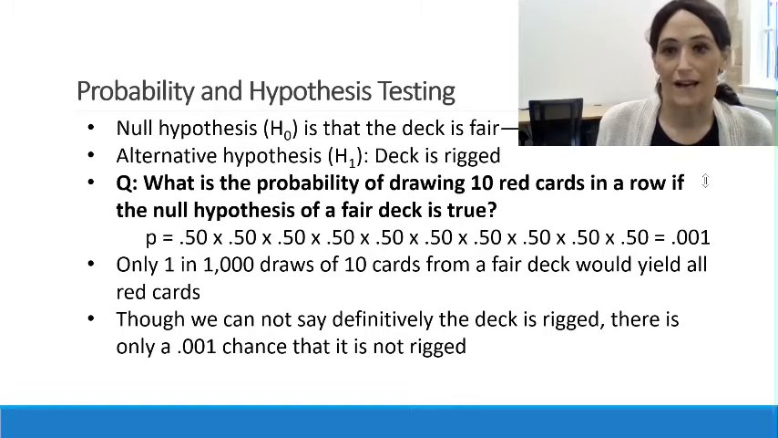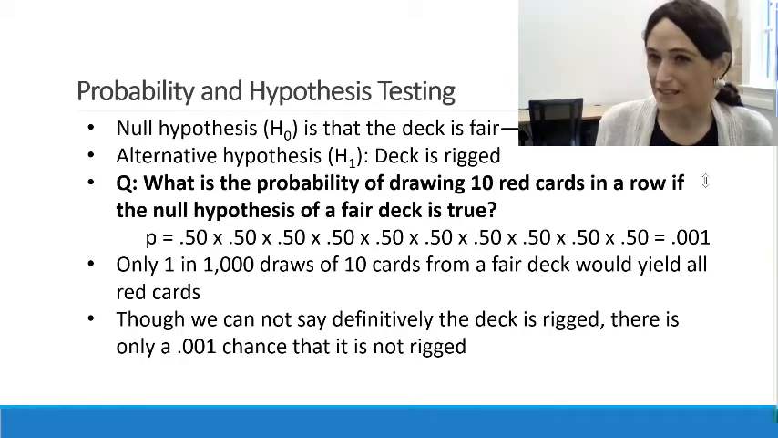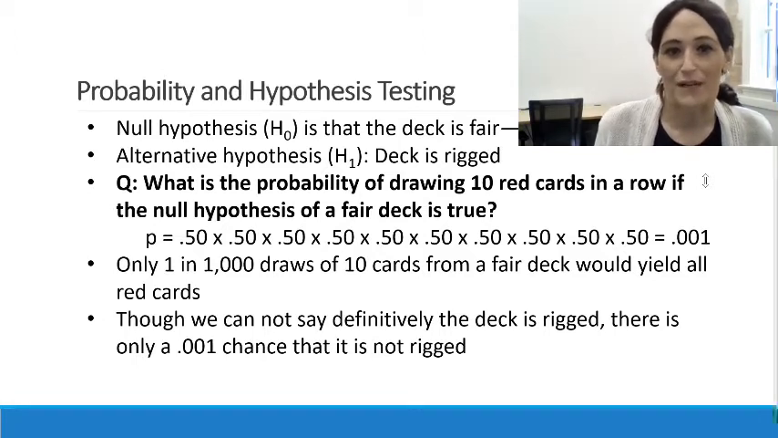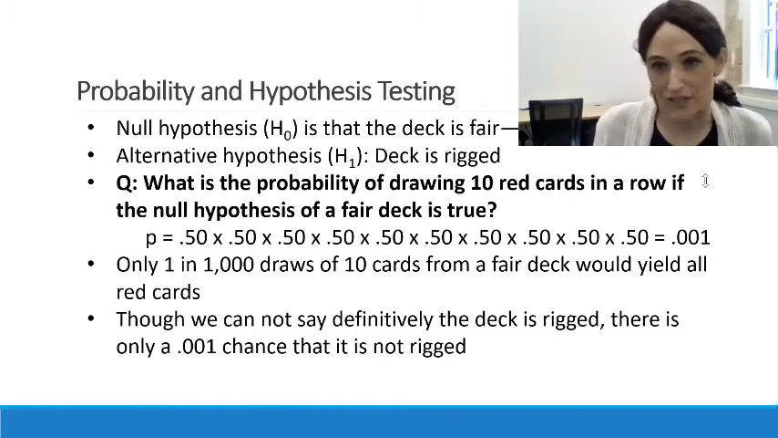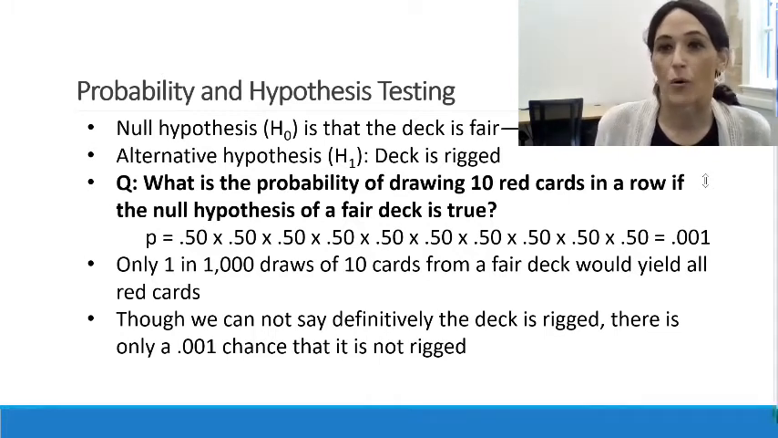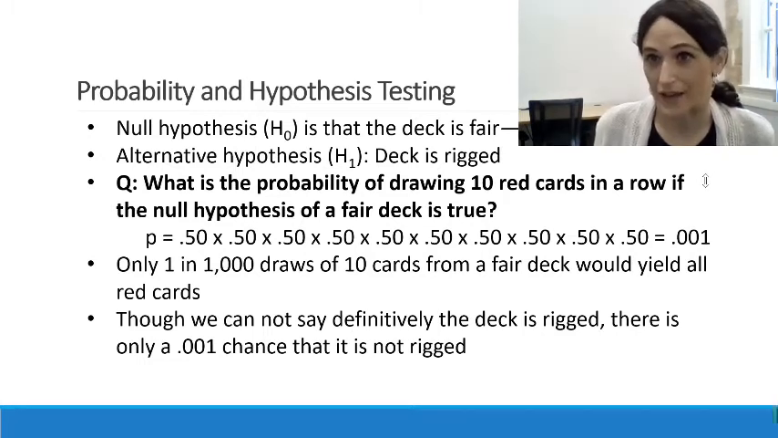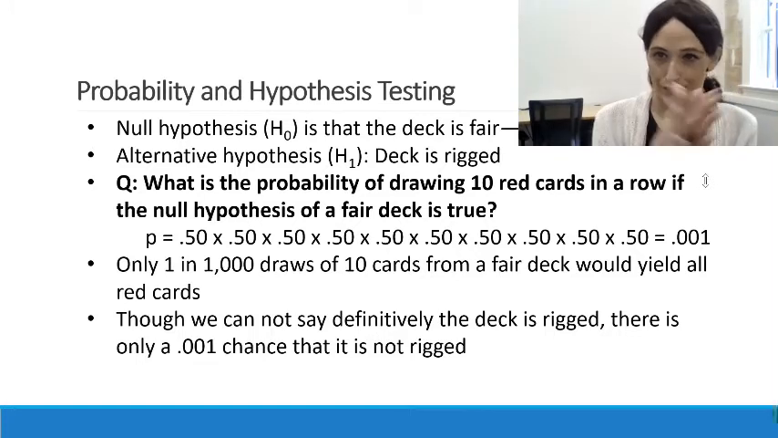So we're already at a point where, if we did find 10 red cards in a row, we'd say, wow, that's not very likely to be a true deck of cards, or maybe you didn't shuffle appropriately. Though we cannot say definitively that the deck is rigged, there is only a 0.001 chance, or 0.1% chance, that the deck is not rigged.